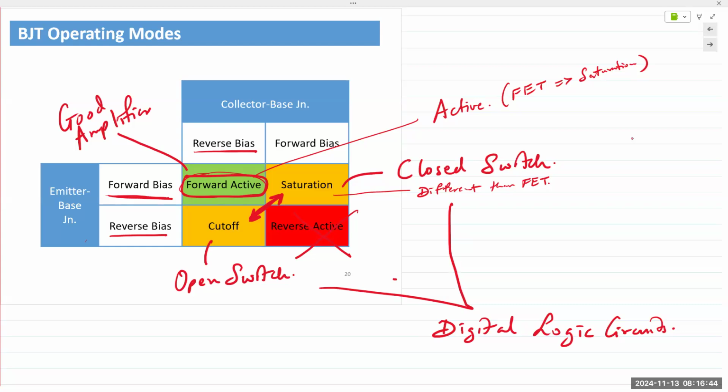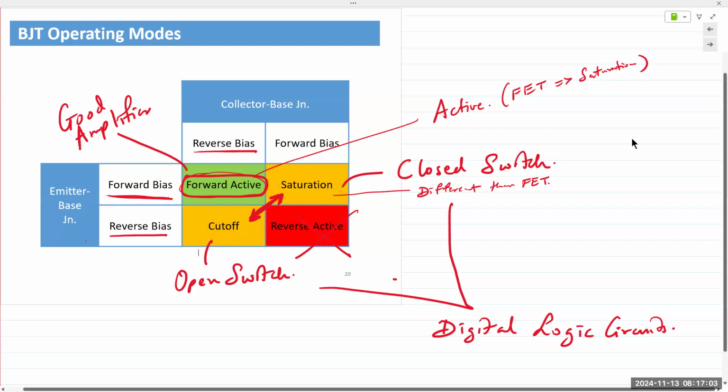When it's cut off, as the name suggests, there is no current flow, so we use that for logic 0. And when it's in saturation, that's maximum current flow, and we use that for logic high, or 1. So the combination of cutoff and saturation allows us to create digital logic circuits with BJTs.